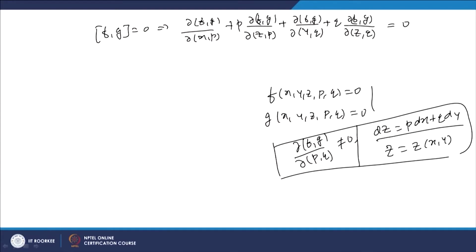So based on this, in some books or in some literature they define compatibility in this manner: f and g are compatible to each other if they have at least one solution in common, and the procedure listed here, that the Jacobian is non-zero and dz = p dx + q dy is integrable, is the method to find that common solution.